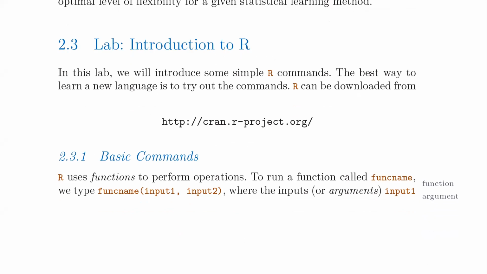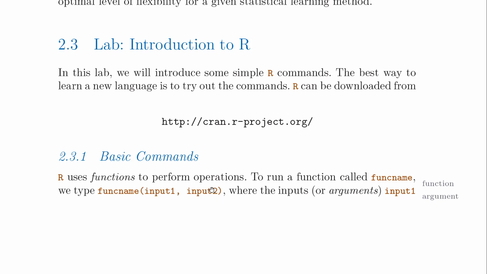To run a function, we'll call it func name, which is just a generic function. Think of it as a placeholder. You have to give it a name. To call a function, you need to specify which function you'd like to use. We type func name, and then you give it your inputs or arguments.